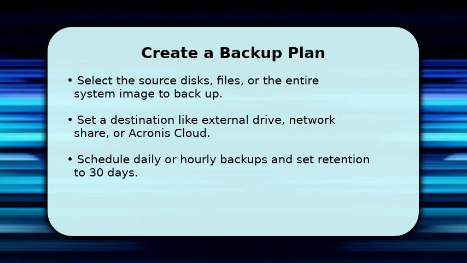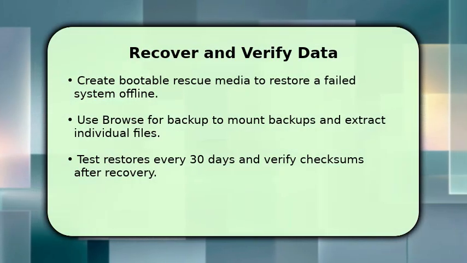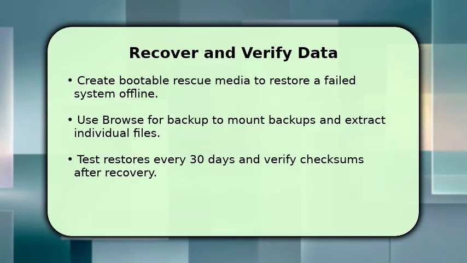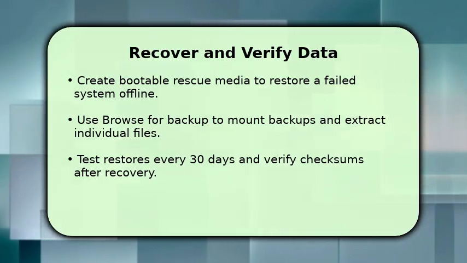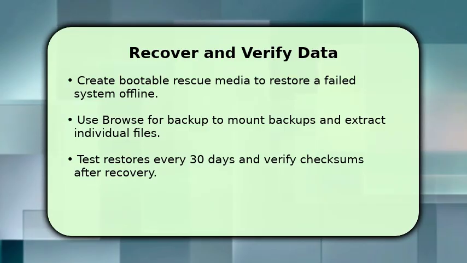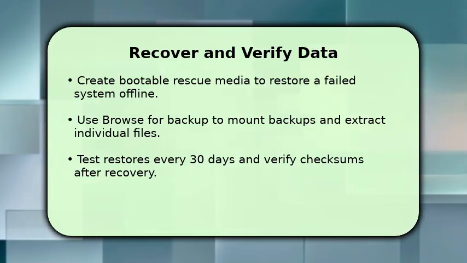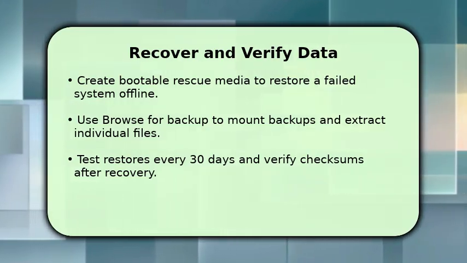Create bootable rescue media to restore a failed system offline when Windows cannot start. Boot the target machine from the rescue USB to access Acronis recovery tools outside the OS. Use Browse for backup to mount backups and extract individual files without performing a full restore.